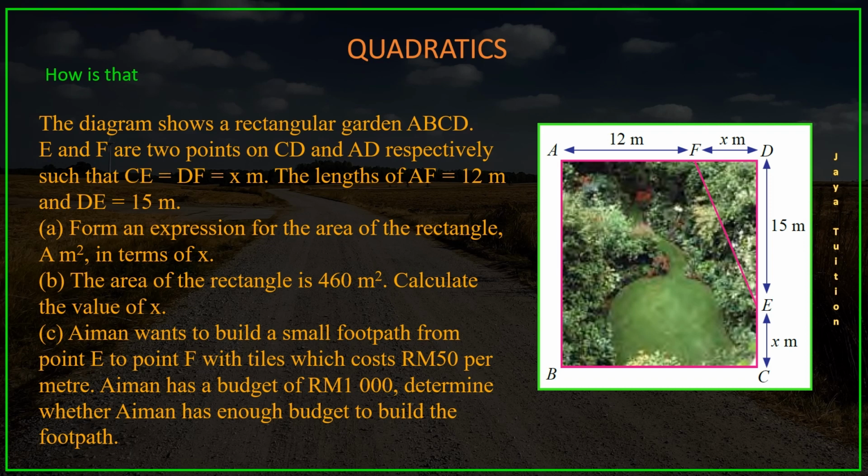Question: a rectangular plot is given whose length and breadth are given. The area of the plot is also given. We have to find the value of x by formulating a particular given equation. And also we have to find out the length EF where the footpath has been laid and whether it is feasible to build it within the budget of RM 1000.